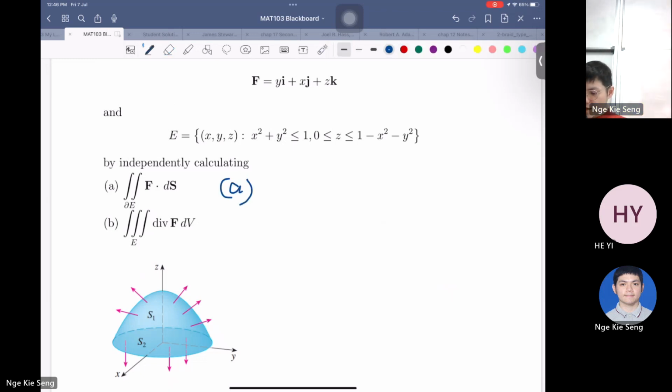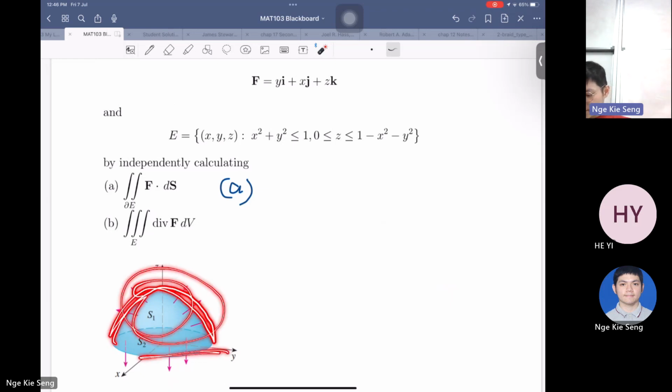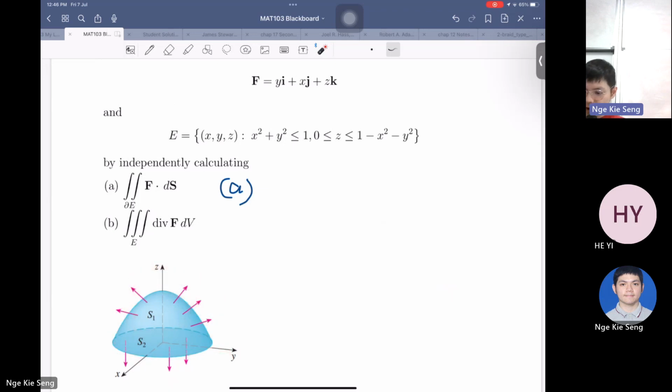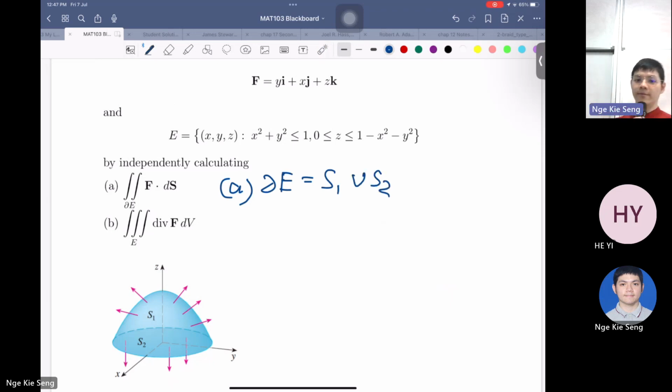So we want to do the surface integral over the boundary of E. How many boundaries are there? Two boundaries. One boundary is at the top, and the second boundary is the bottom. So the boundary of E splits into two parts, the top part and the bottom part, and we need to parameterize both of them.